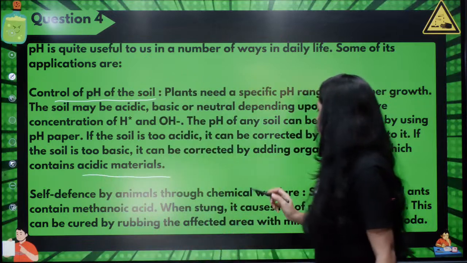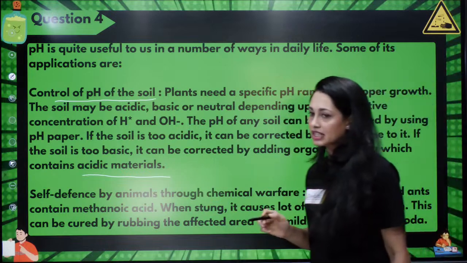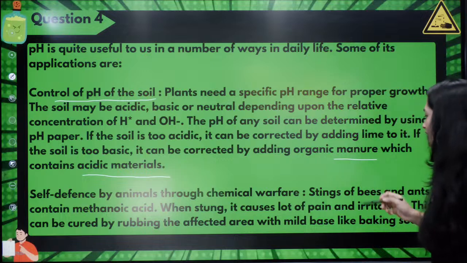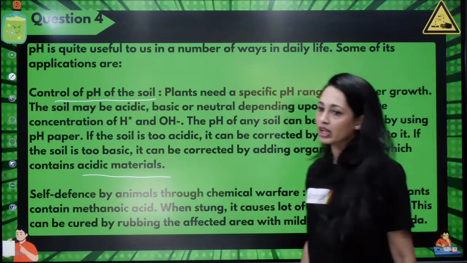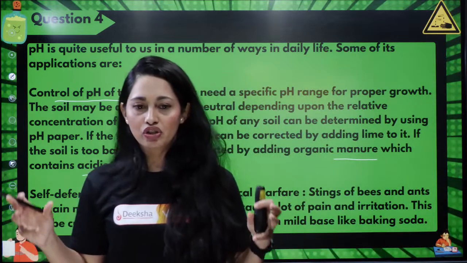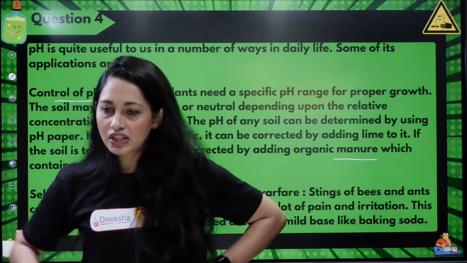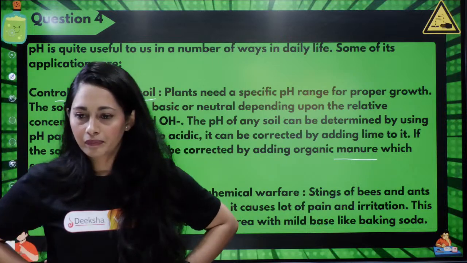Self-defense by animals through chemical warfare. Stings of bees and ants contain methanoic acid, that is formic acid. When stung, it causes a lot of pain and irritation. This can be cured by rubbing the affected area with a mild base like baking soda. They have given some information about pH and the neutralization reaction. pH is a number which indicates the acidity or basicity of a solution.